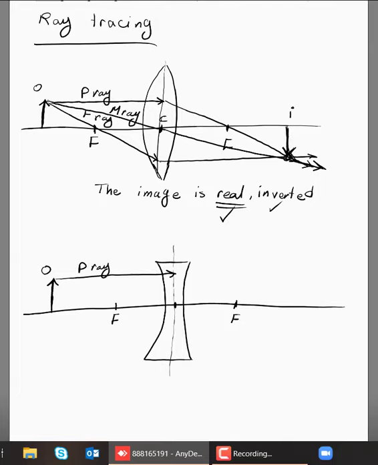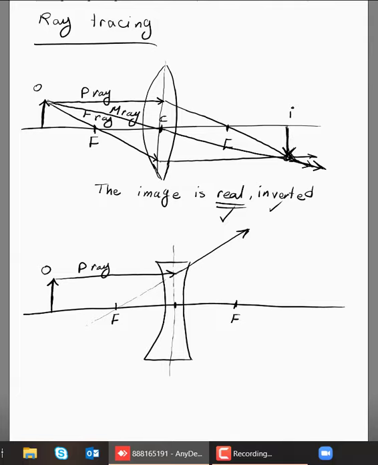P ray. We know that in this type of ray, the beam of light needs to diverge. Same as what we did for the mirror, it goes away from the principal axis in a way that its tail or its continuation passes through the focal point. So this is my P ray.